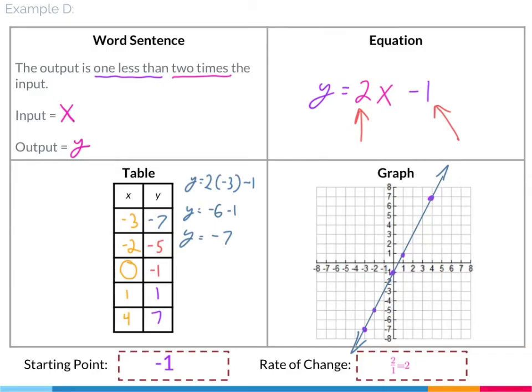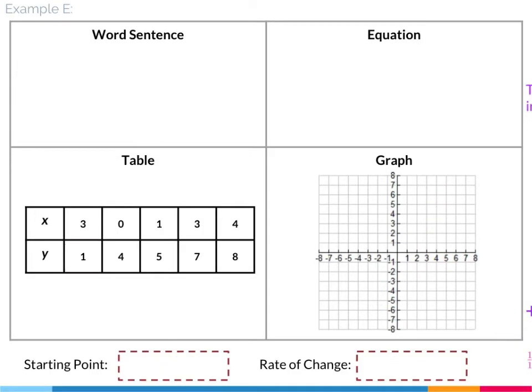Now let's move on to the next example. Here we are at example E, and this time they've given us the table, and we have to figure out the other parts. Looking at our table, one of the things that we can figure out right away is the starting point. Because we have the point 0, 4, we know that this graph is going to start at 0, giving us the starting point of 4. So our starting point is plus 4, since it's 0, 4 on our table.